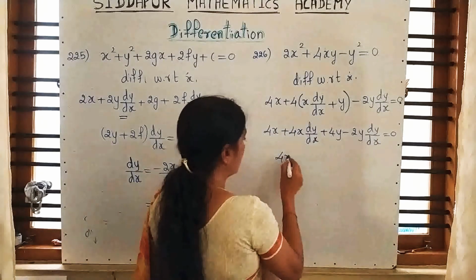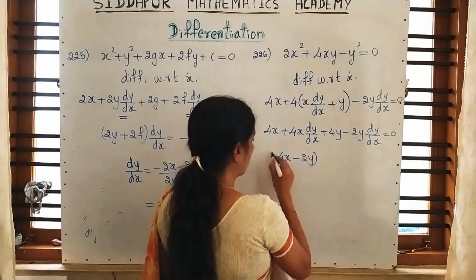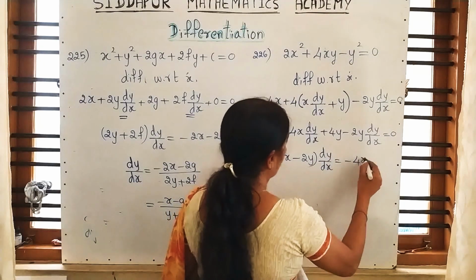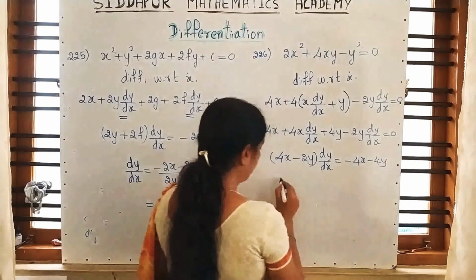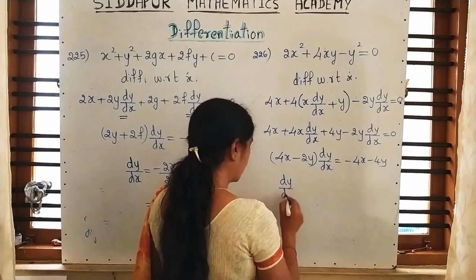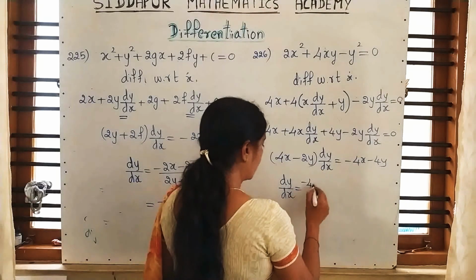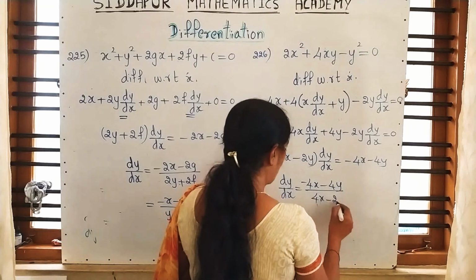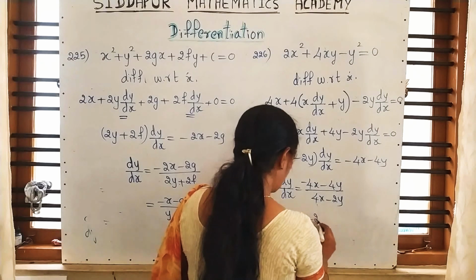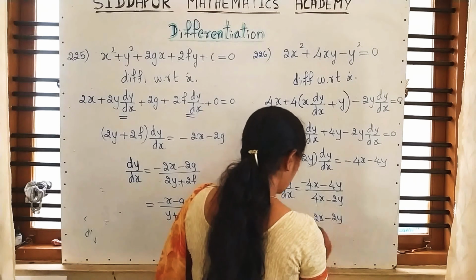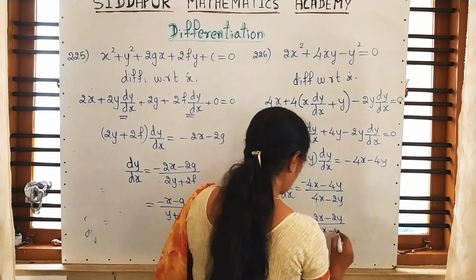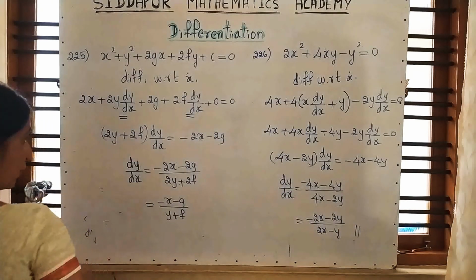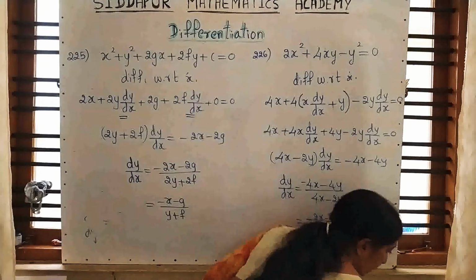Then write down the term with dy upon dx on the left side and without dy upon dx on the right side. Two is common. This is the final answer. Moving to the next question, question number 227.